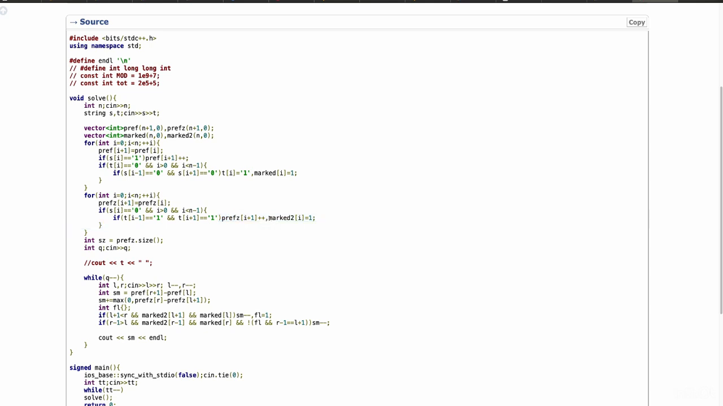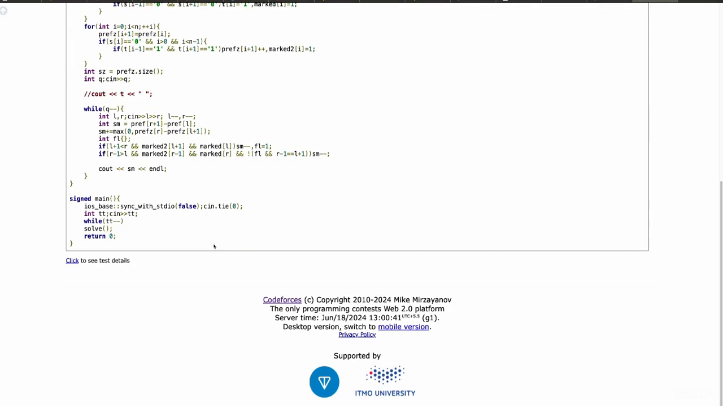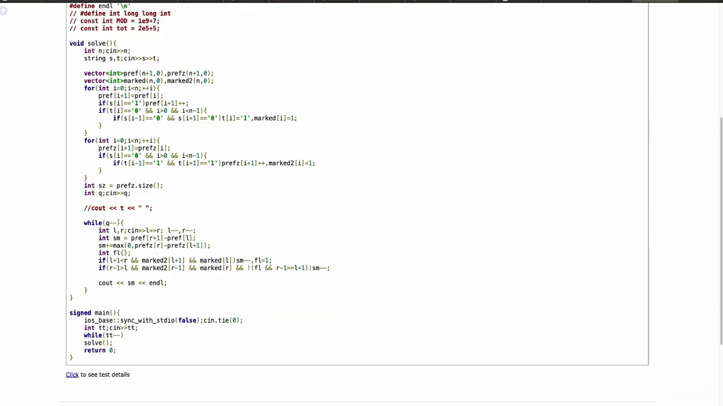So now mark 2 of i equals 1. This will keep track of the indices of zeros that are converted. So if I convert a 0, I mark it. You get it? Okay. So now I will take in the number of queries and iterate.